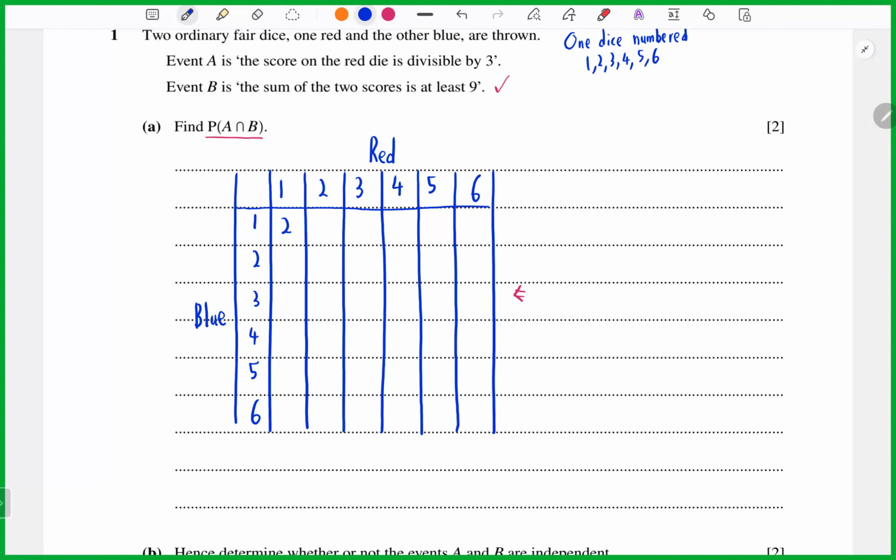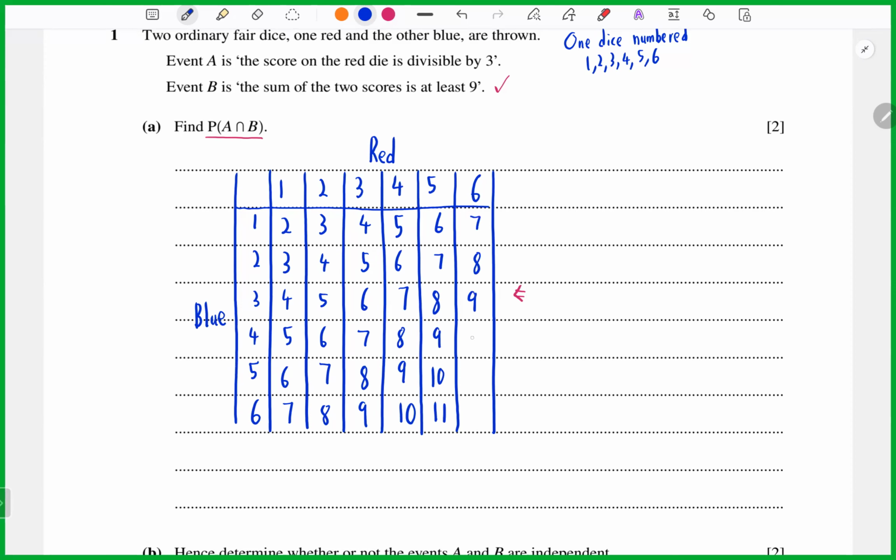So 1 plus 1, you will get 2. 2 plus 1 is 3, then 4, 5, 6, 7. Here is 3, 4, 5, 6, 7, 8. Here is 4, 5, 6, 7, 8, 9. Okay, so we just continue. 5, 6, 7, 8, 9, 10. 6, 7, 8, 9, 10, 11. 7, 8, 9, 10, 11, 12.